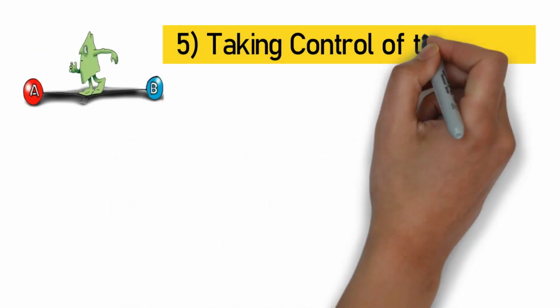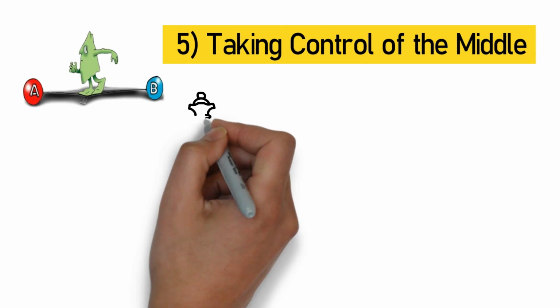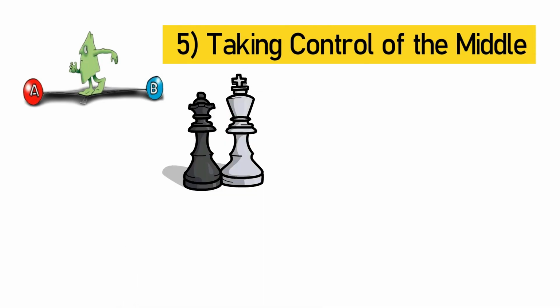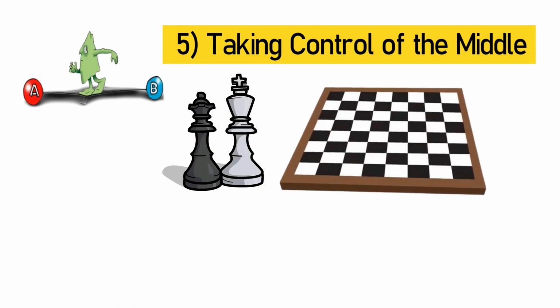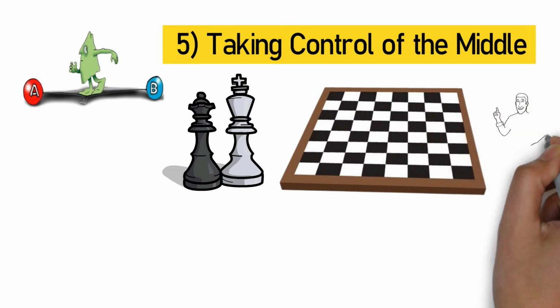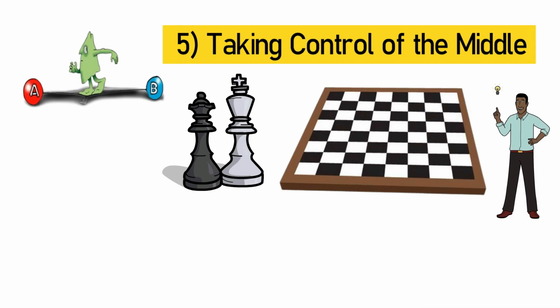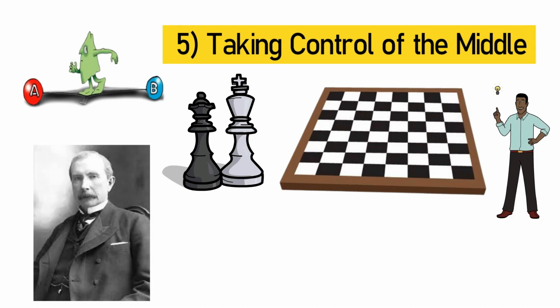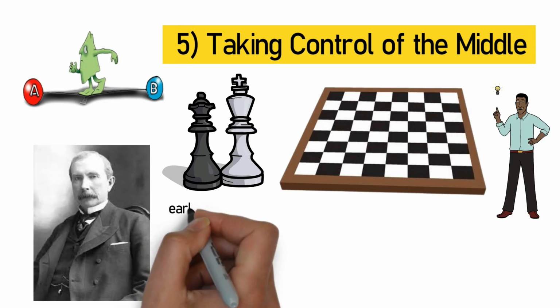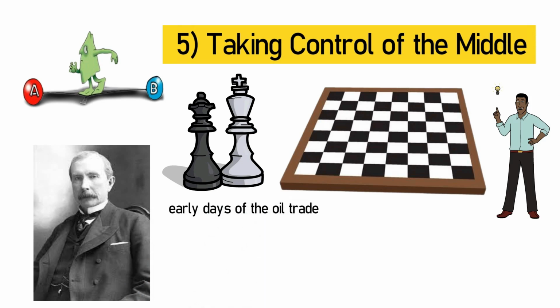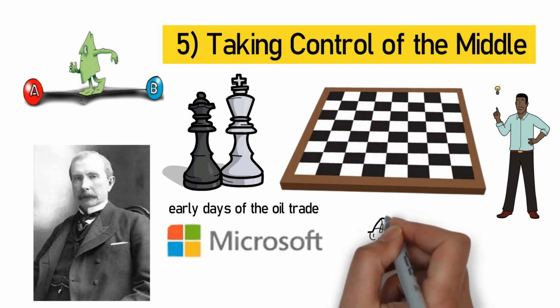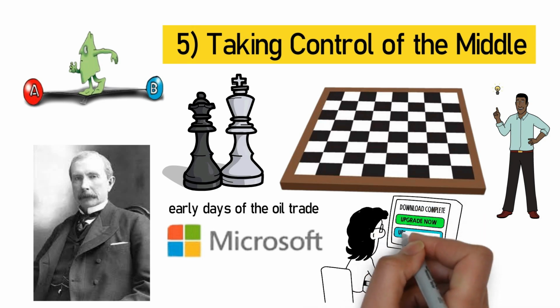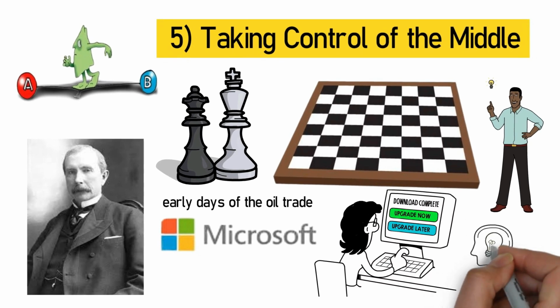Number 5, taking control of the middle. In chess, the winning strategy is to take control of the middle of the board in order to maximize the number of possible moves and control the movement of the most pieces. As demonstrated by John D. Rockefeller's control of the refinery business in the early days of the oil trade and Microsoft's control of the operating systems in the early days of the software world, the same strategy works profitably in business.